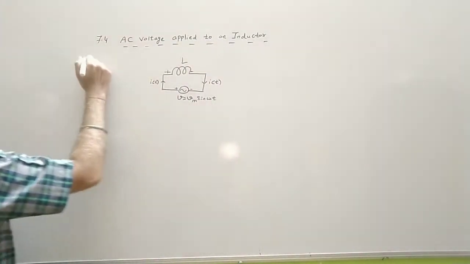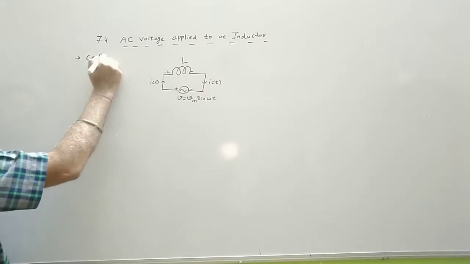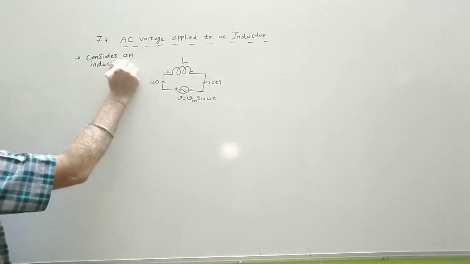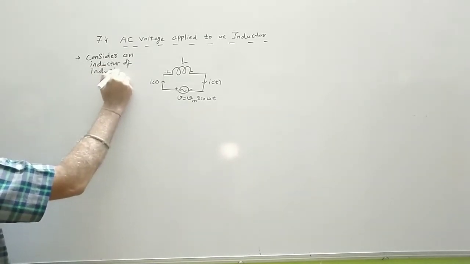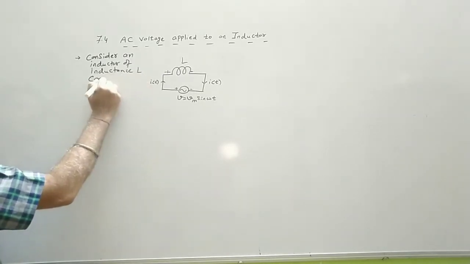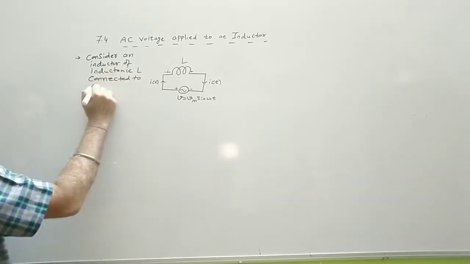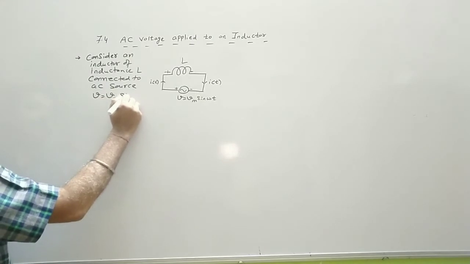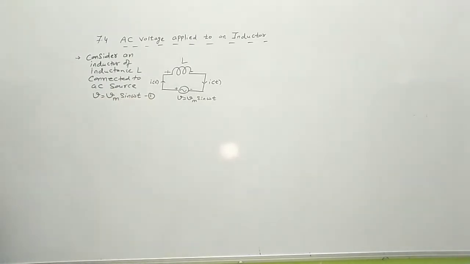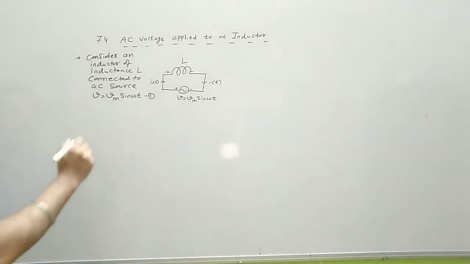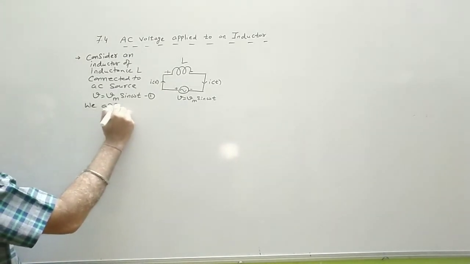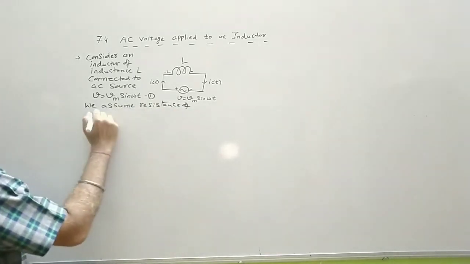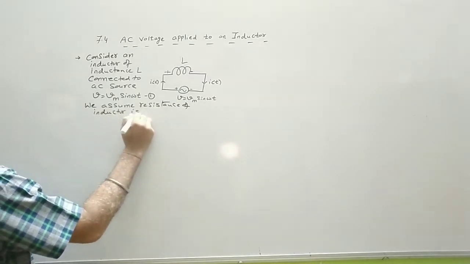So first we simply write the introductory portion of the topic, that consider an inductor of inductance capital L connected to AC source V is equal to Vm sine omega t. So again this is our instantaneous voltage. We assume resistance of inductor is 0.